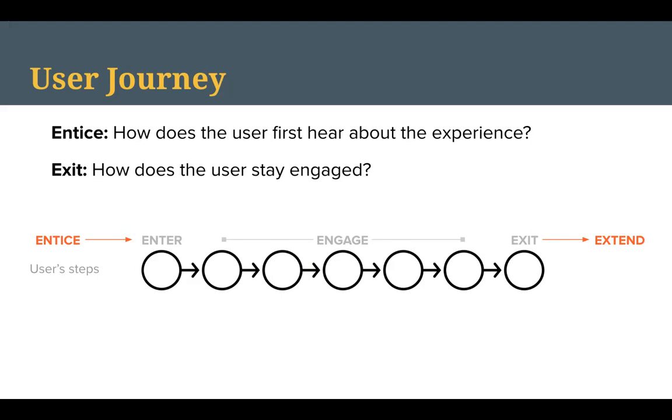And then beyond exit, you have extend. Someone might leave the experience, but it's probably important to think about how you're continuing to engage with them. Are you following up with them to make sure they're doing okay? Are you utilizing something on how they impacted the service? You're just thinking about the extension of what that engagement does.